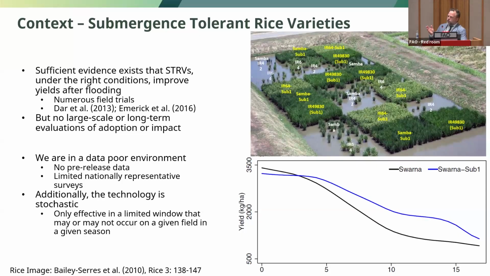Additionally, it's a stochastic technology. It creates this Goldilocks problem. Too little flooding, as you can see on this graph here. The black line is normal rice. The blue line is the sub-1 variety.